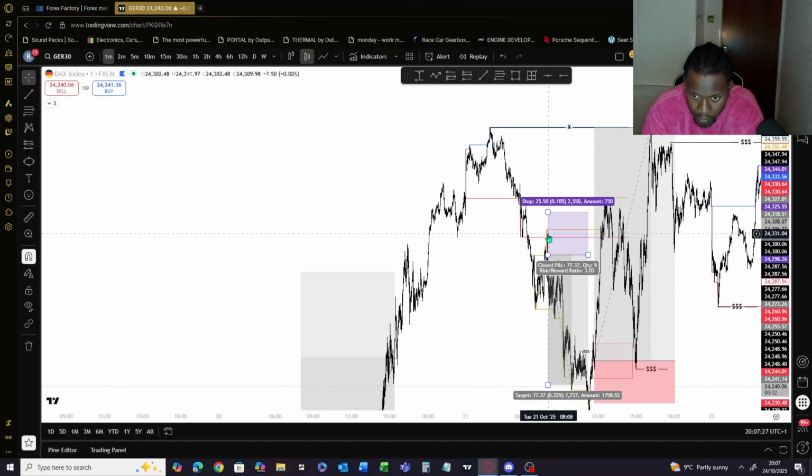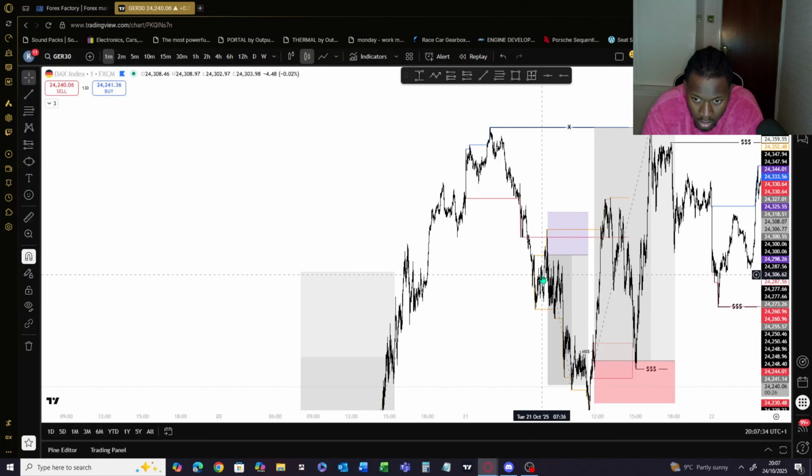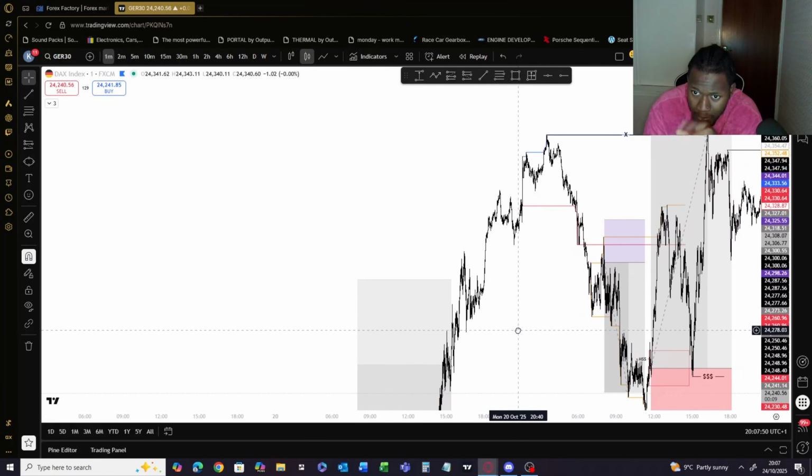So yeah, again, some sort of inducement happened here. It's always around about the London, or between the Europe Open and the London Open. There's something, either it's an accumulation and an inducement, or it's just an inducement and continuation. So that's another example.